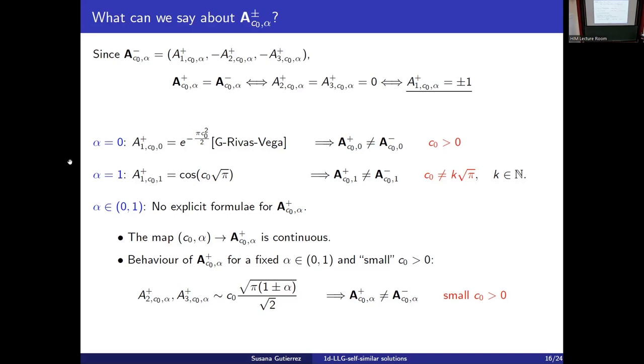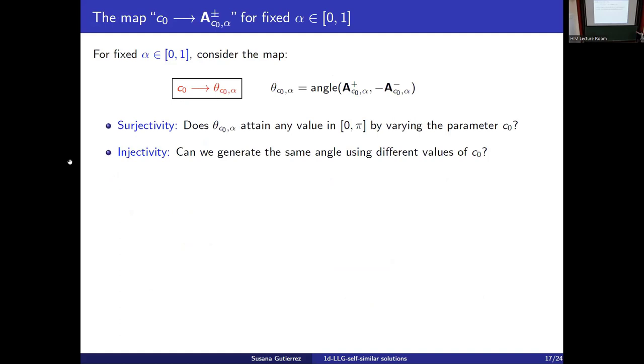So again, if we want to understand the initial data, notice that the initial data is parametrized by the angle that is formed between A plus and A minus. So understanding the initial data is understanding the angle between these two vectors. For comparison purposes, at the level of the Schrodinger maps, what we were interested in is considering, for fixed alpha between 0 and 1, the map that associates to C0 the angle given by A plus and minus A minus. So the angle between A plus and A minus is pi minus that angle.